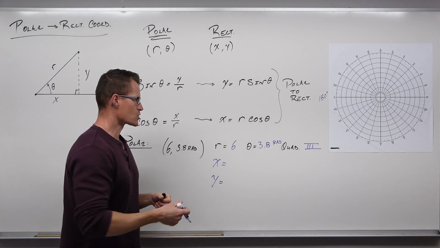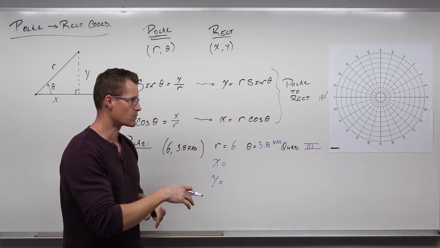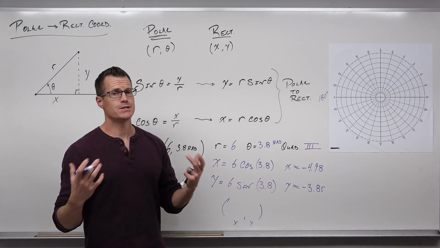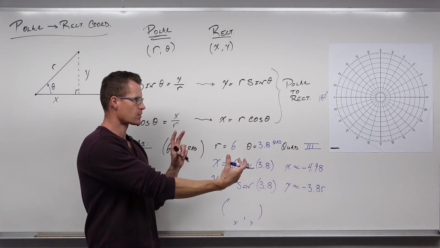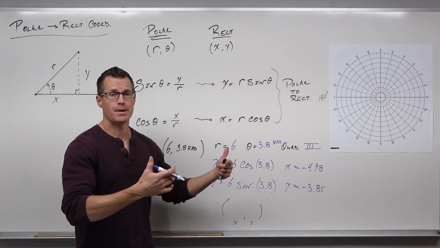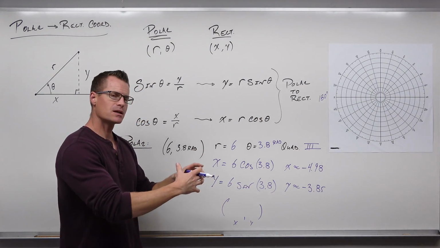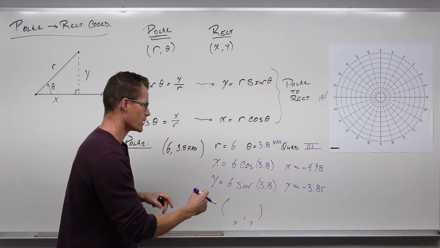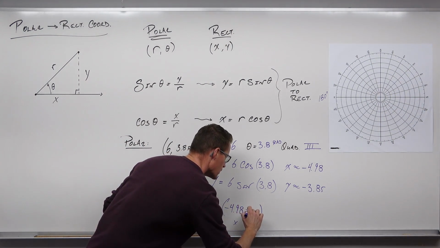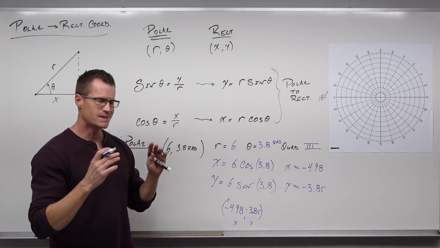And then we go about finding x and y, so we're still going to do the same thing, but we're going to have to approximate, so make sure your calculator's in radians like we've already talked about. And if we do that, we're going to get 6 times cosine 3.8 radians is about negative 4.98, and y is about negative 3.85 if we use sine of 3.8 radians times 6. So that's going to give us this point in rectangular coordinates. Same point, different way of looking at it.